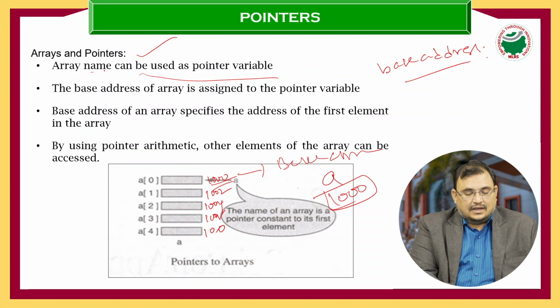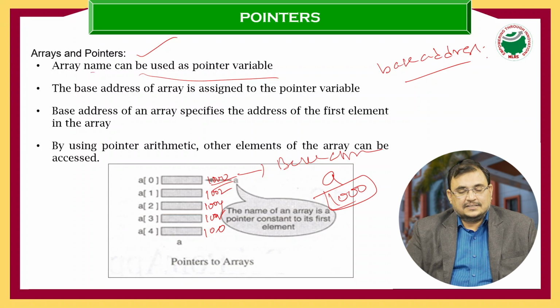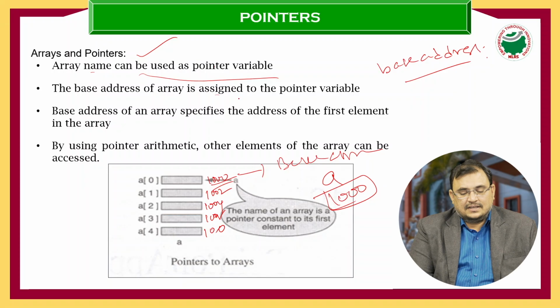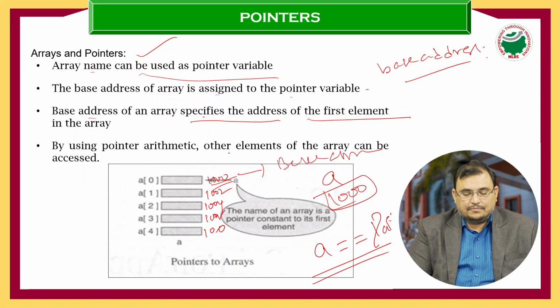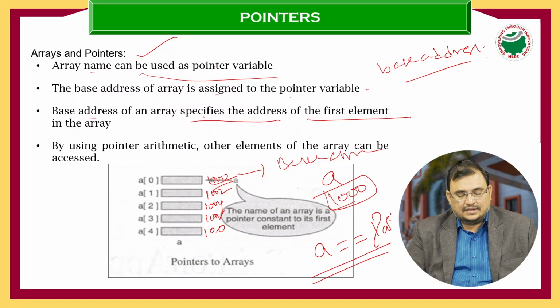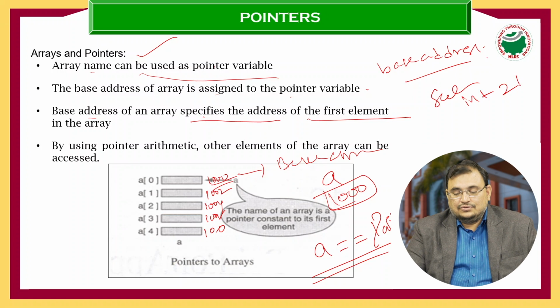That's why the array name can be used as a pointer variable. The base address of the array is assigned to a pointer variable. The base address of an array specifies the address of the first element, which means a is similar to address of a of 0. Both are the same. By using pointer arithmetic, the other elements of the array can be accessed. Here the pointer increments with the scale factor. The scale factor for an integer on a 16-bit machine is 2 bytes.